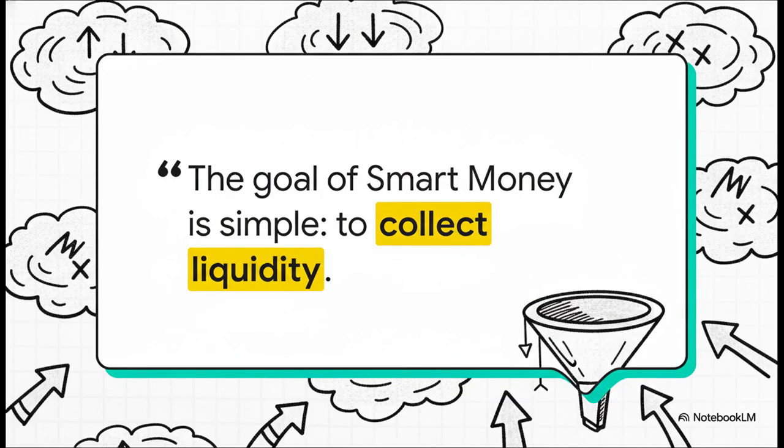And their goal? It's surprisingly simple. It's not about some complex pattern you've never heard of. It's about one thing: collecting liquidity. Think of liquidity as a giant pool of orders sitting in the market, especially all those stop losses from retail traders. Smart money needs this pool to fill their own massive positions.